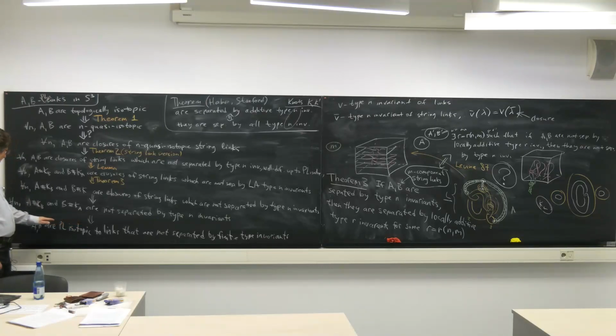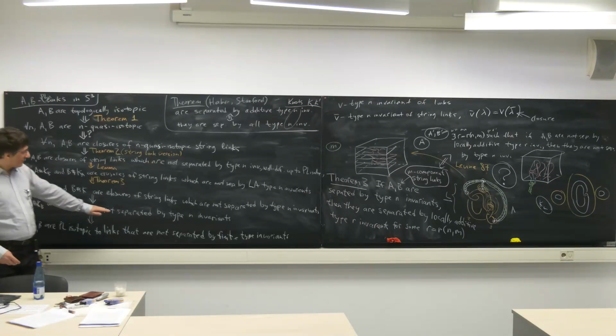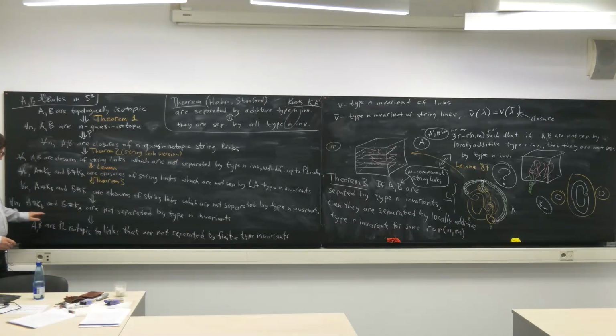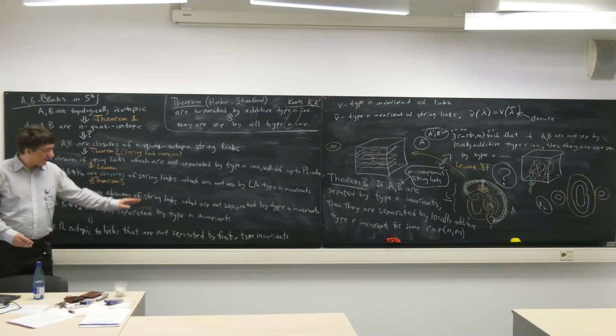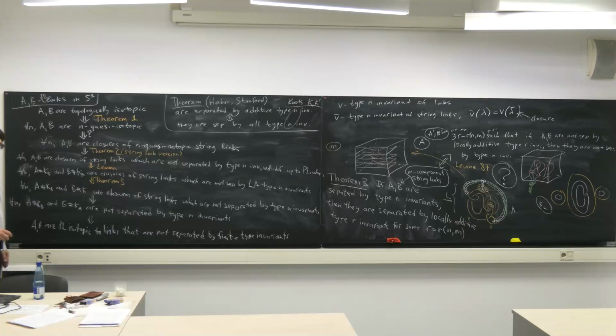Alright, so the last arrow says that we have two specific links which are not separated by type n invariants. And these two specific links are A connected sum with Kb and B connected sum with Ka. The first one is PL isotopic to A because Kb is a totally split link. And the second is PL isotopic to B. And this is what we have here: A and B are PL isotopic to links that are not separated by finite type invariants. So the reason why I want to write these specific links here is because of this implication. I have for all n here, but these links are fixed. And I do want to have these links fixed, not dependent on n.